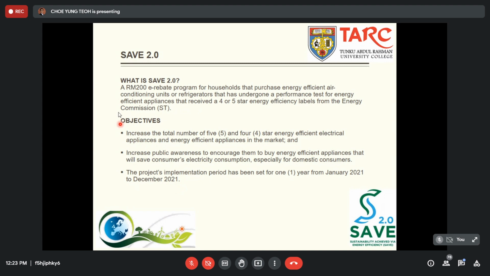The objective for this Stage 2.0 program is to increase the total number of 5 and 4 star energy efficient electrical appliances in the market. So for air conditioning, without the inverter, I don't think you can get 4 or 5 star. Normally, only air conditioning with an inverter is able to get 4 or 5 star. Otherwise you will get maybe 3 star only for a normal air conditioner, or even 2 star. It depends on the brand. Maybe Daikin will give you a better rating, I don't know.